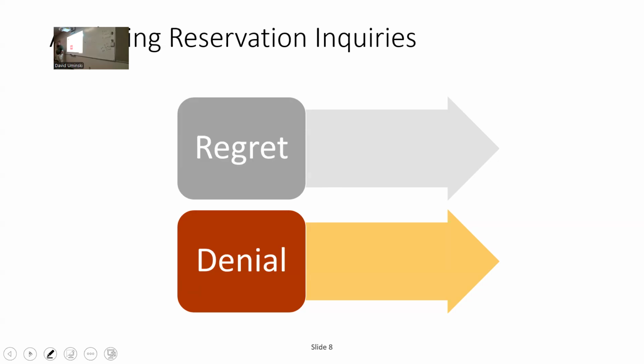Yeah, and the difference between leisure and group is oftentimes when you're doing group reservations, you can get a group rate. So you're actually asking for a different rate than what's actually being posted. Okay, so different types of reservations, regret and denial. So basically, this is from the hotel's perspective.